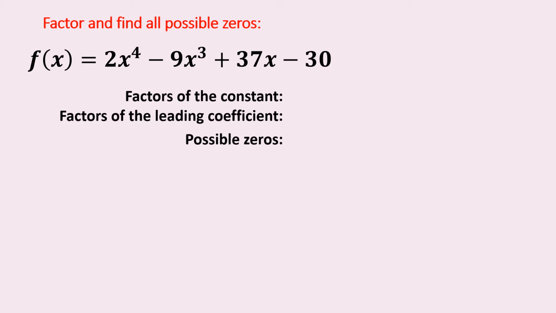Factors of the constant, factors of 30. Well, that would be 1 and 30, 2 and 15, 3 and 10, 4 doesn't work, 5 and 6 would work, and then after that, 6 is already in our list. Okay, so this is all the factors of the constant. Factors of the leading coefficient, 2, just 1 and 2.